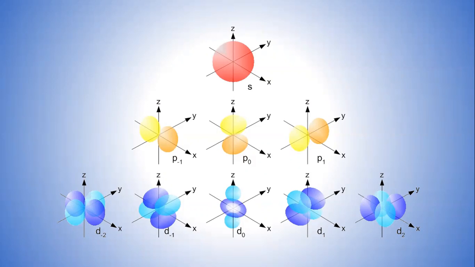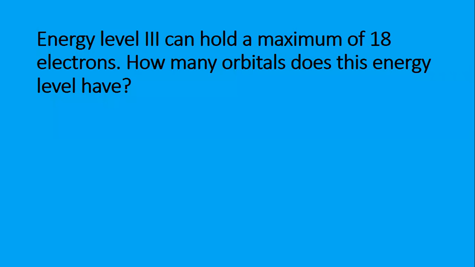Energy level 1 has just 1 orbital, so 2 electrons will fill this energy level. Energy level 2 has 4 orbitals, so it takes 8 electrons to fill this energy level. Question. Energy level 3 can hold a maximum of 18 electrons. How many orbitals does this energy level have?